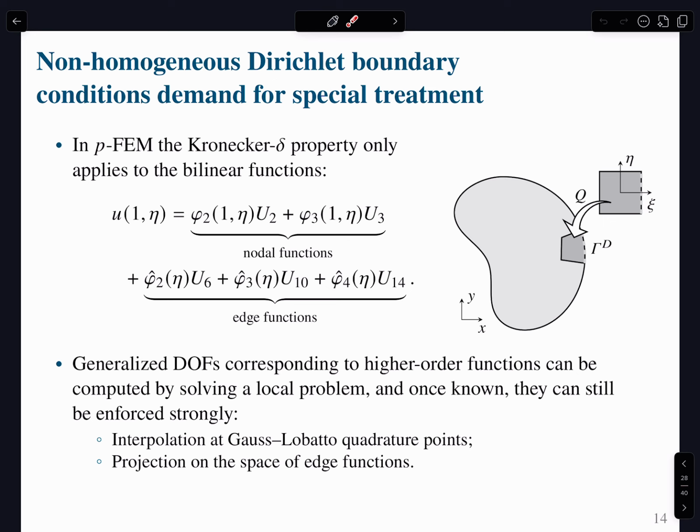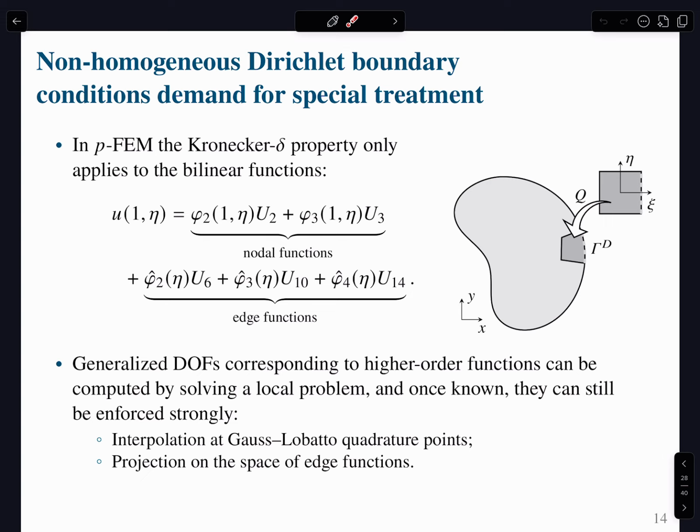So the idea is, we can solve a local problem for each edge of the element, and that local problem is going to lead to knowing what the degrees of freedom associated with the higher nonlinear polynomial shape functions are, right? And once we know those coefficients, then we can prescribe them in the same way that we do in standard FEM. That is the idea.